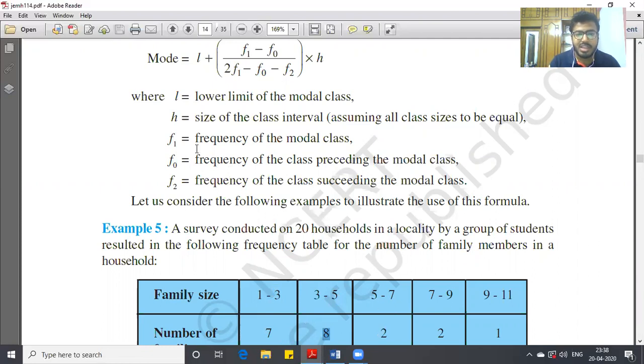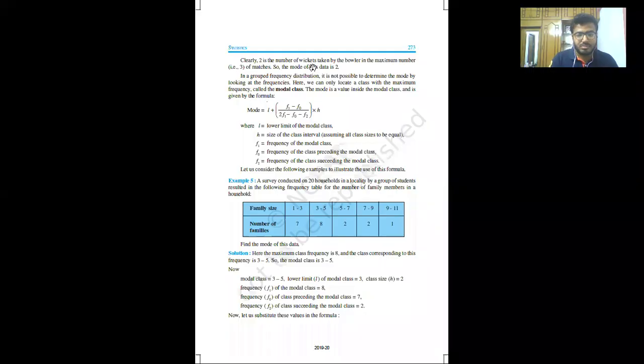That is simply, F0 is what? The frequency of the class preceding the model class. तो 8 का पहले कौन सा है? 7. And F2 यानी क्या होगा? Frequency of the class succeeding the model class. 8 के बाद next कौन सा है? 2. So F2's value is 2. So basically you got the formula. Mode is equal to Z is equal to L plus (F1 minus F0) upon (2 into F1 minus F0 minus F2) into H. Hope you understood this thing.